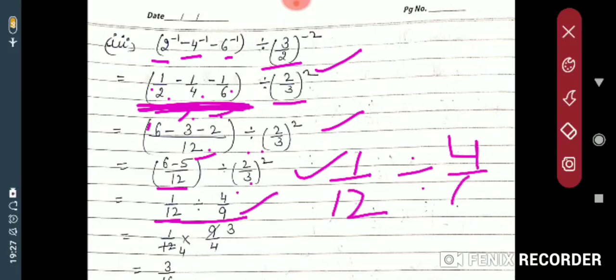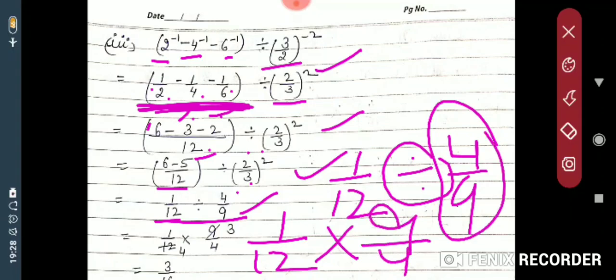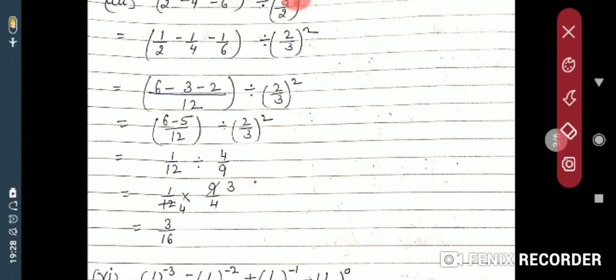1 upon 12 divide 4 upon 9. If I have to change this divide sign into a multiply sign, what will I do? I will do the reciprocal of this number. And it will change into 9 upon 4 form. So 3 3s are 9, 3 4s are 12. What will I get? 3 1s are 3, 4 4s are 16. The required answer will be 3 upon 16.